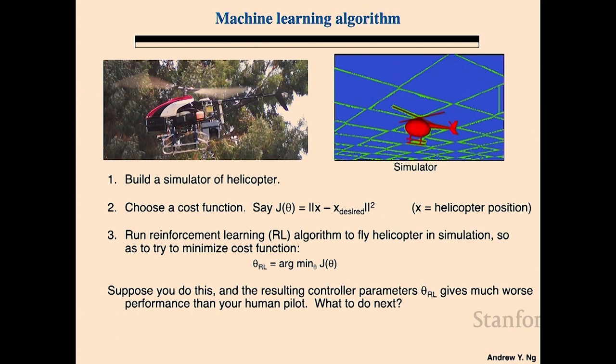So let's say you do this, and the resulting controller, the way you fly the helicopter, gives much worse performance than your human pilot. The helicopter wobbles all over the place and doesn't quite stay where you were hoping it will. So what do you do next? Well, here are some options corresponding to the 3 steps above. You could work on improving your simulator.